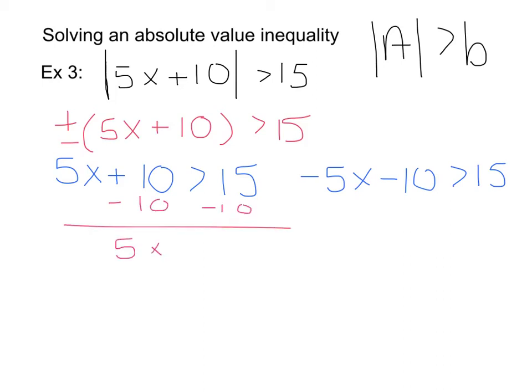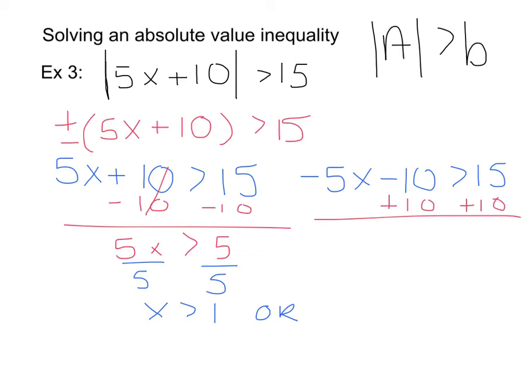So 5x is greater than 5. And then let's divide both sides by 5. And so x is greater than 1. And then remember, or, because it's greater. So now let's add 10. So negative 5x is greater than 25. And then when you divide by a negative number, it switches the way the inequality is pointing.